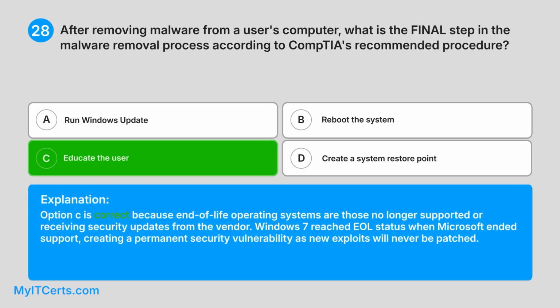Explanation. Option C is correct because end-of-life operating systems are those no longer supported or receiving security updates from the vendor. Windows 7 reached EOL status when Microsoft ended support, creating a permanent security vulnerability, as new exploits will never be patched.